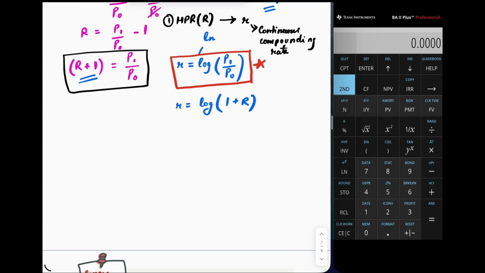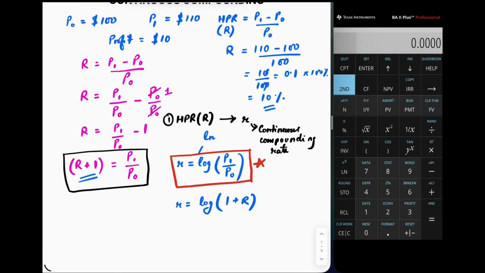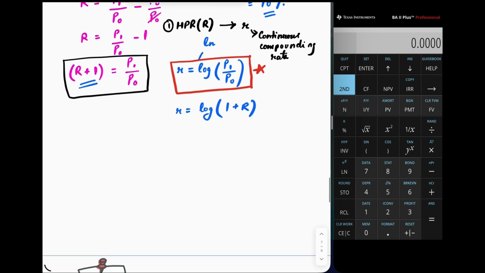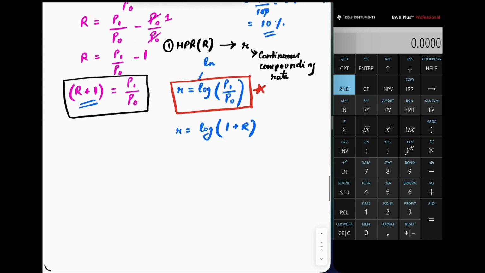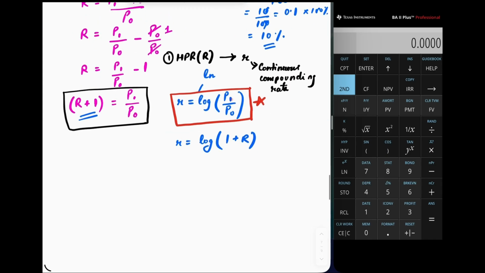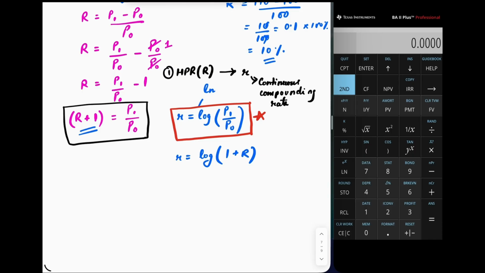In the above scenario, the big R was given as 10%, so the holding period return is 10%. If I want to calculate the continuous compounding for the same thing, I just have to plug in the value. This formula is very important. You need not remember the other one, but this one is important.